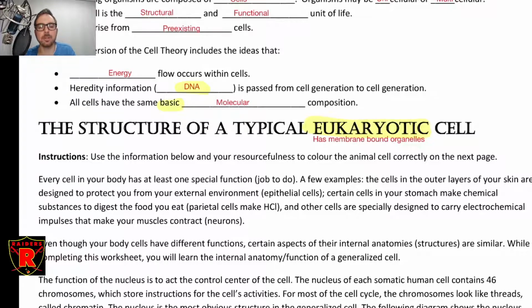We've added a couple extra things to cell theory over the years. One of them is the idea of energy flow within cells, which is that cells are able to take in, use energy, and produce waste products. All cells have some form of energy flow occurring. There's more to that, and if you ever take a really in-depth biochemistry course, they will examine that in far more detail than I am. But there is some form of energy flow within cells.